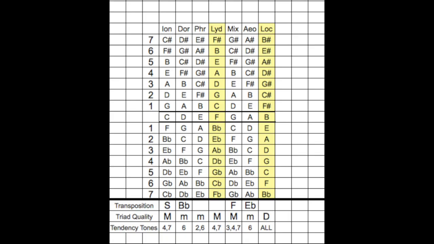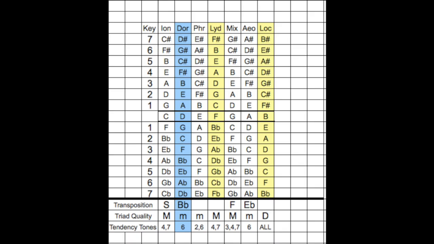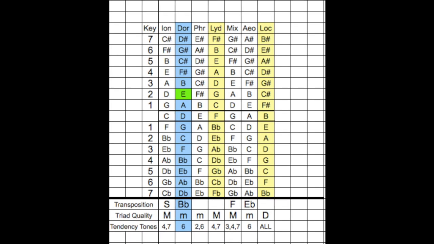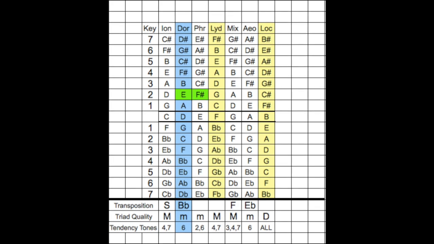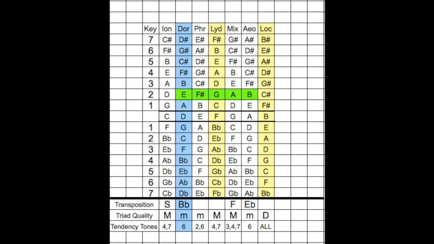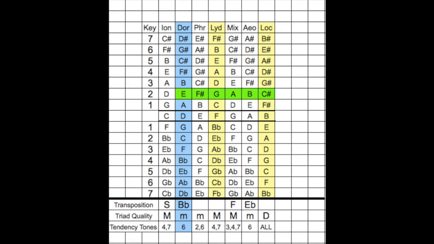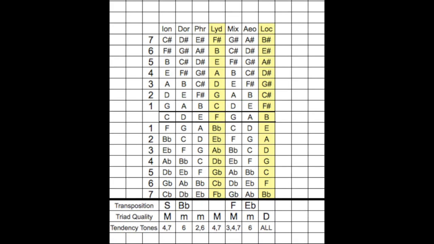If you wanted to know the tendency tone in an E Dorian scale, you would locate your Dorian column and see that the tendency tone is the 6th scale degree. Then you would locate E in the Dorian column and count from left to right, starting on tonic E or the 1st scale degree to the submediant or 6th scale degree, and find that C sharp is the tendency tone in E Dorian.